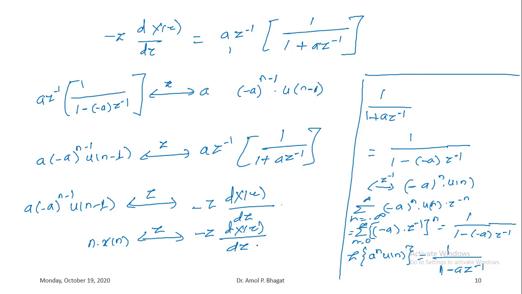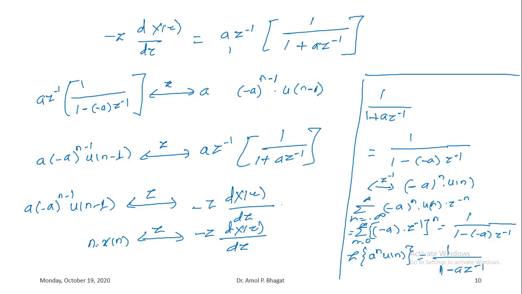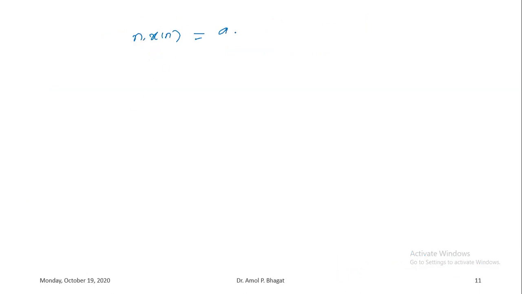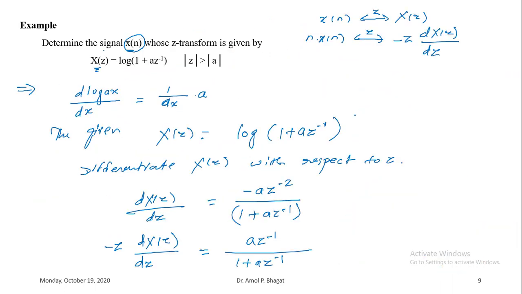So we can equate here: in place of n into x of n there is the term a into minus a to the power n minus 1 u of n minus 1. So n into x of n is equal to a into minus a to the power n minus 1 into u of n minus 1, and we are interested in identifying x of n. Therefore x of n is equal to, sending n to the right hand side, a into minus a to the power n minus 1 upon n into u of n minus 1. So this is the required x of n that we identified from the given X of z.